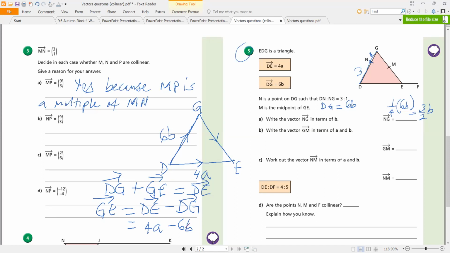Now, we want to write vector GM. But they said the point M is the midpoint of GE. It means that this vector GM will be exactly half of vector GE, which is (4A minus 6B) divided by 2. It is important for you to simplify this. As you can see, this is the same as 2A minus 3B. This is the answer to this question.